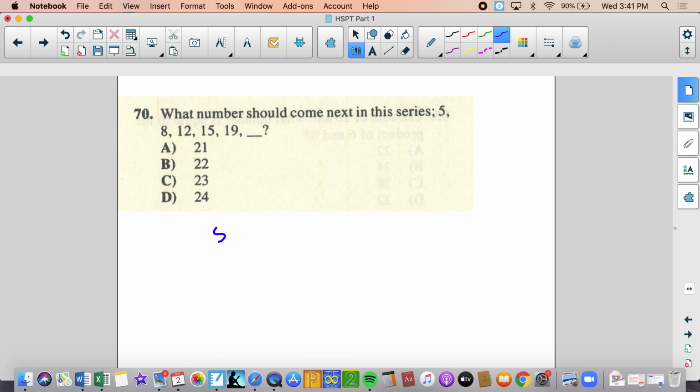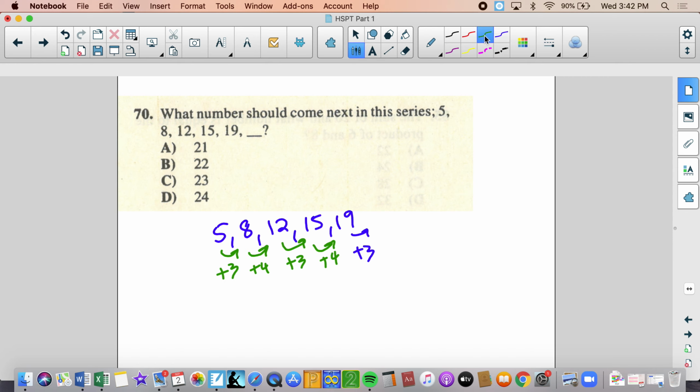And number 70. My series is 5, 8, 12, 15, 19. What am I increasing by? That's going to be plus 3. That looks like plus 4. That looks like plus 3. This looks like plus 4. There is no mathematical equation that you can write for that, but you see the pattern. 3 plus 4 plus 3 plus 4. So we know the next one is going to be plus 3, which would give me 22. 22 is a solution that we can do. There's really no testing. You can't really discard A or C or D. You just got to stick true to your notes and your work.